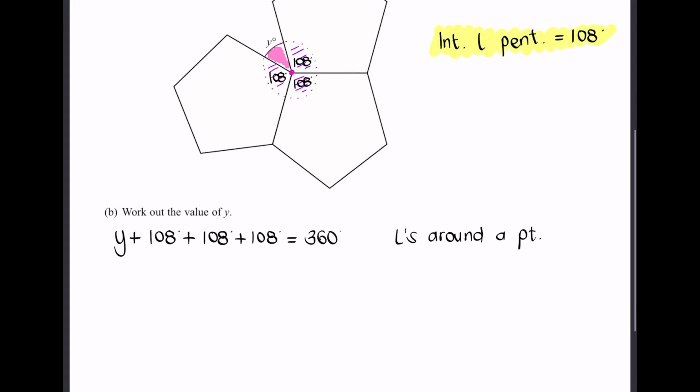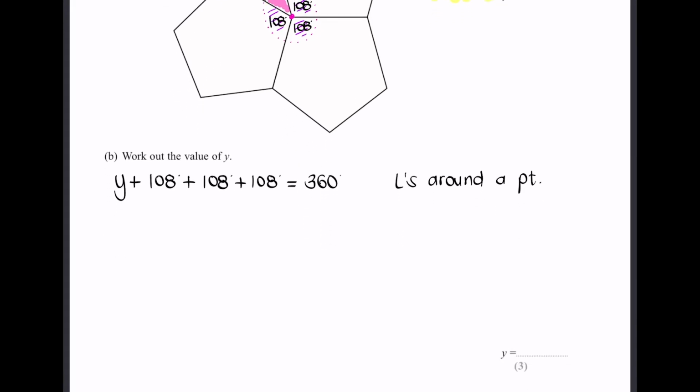Alright, so if I were to add the 108 degrees together, I would have y plus 108 plus 108 plus 108, which is 324 degrees, equal to 360 degrees. So to get the y by itself, I would subtract 324 degrees from both sides. So y would equal 360 degrees minus 324 degrees, which is 36 degrees.